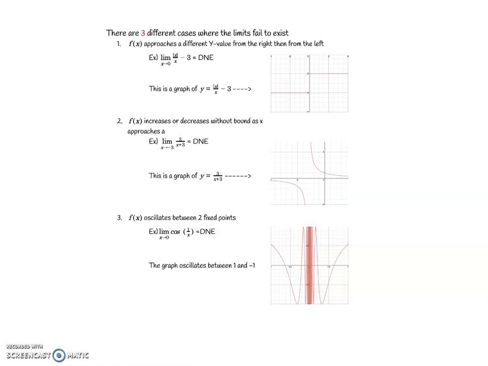We also talked about how there are 3 different cases where the double-sided limits fail to exist. Number 1, when the function approaches a different y value from the left or from the right, as shown right over here. Number 2, as f of x increases or decreases without bound as x approaches a, basically a vertical asymptote. And 3, f of x oscillates between 2 fixed points. It moves up and down between the 2 fixed points.